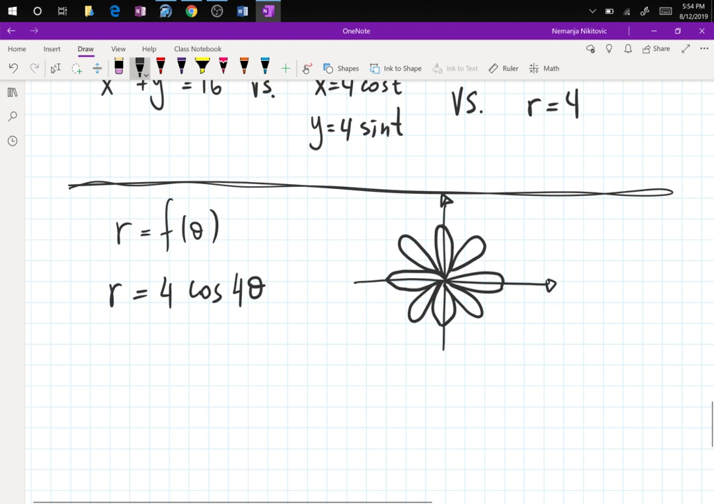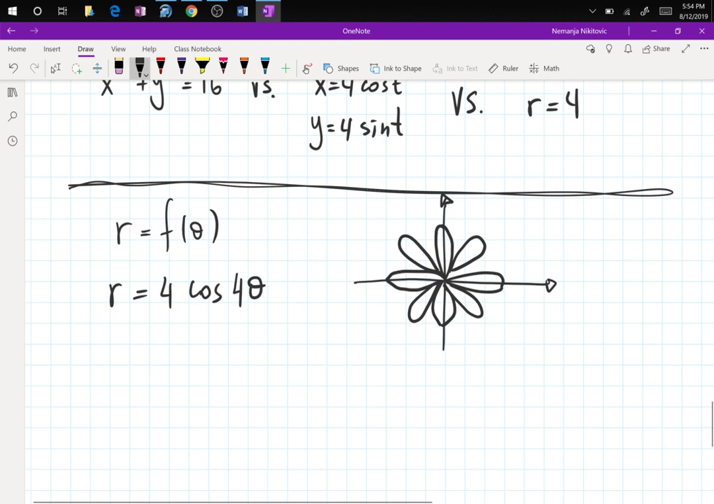Here's your 5. So if I change to 5, it still goes out to 4. But now we have 5 petals because it is 5 theta. 2 will give us a 4 petal flower. 10 gives 20 petals. They all go out to 4. If I increase that to 5, it becomes a larger flower.